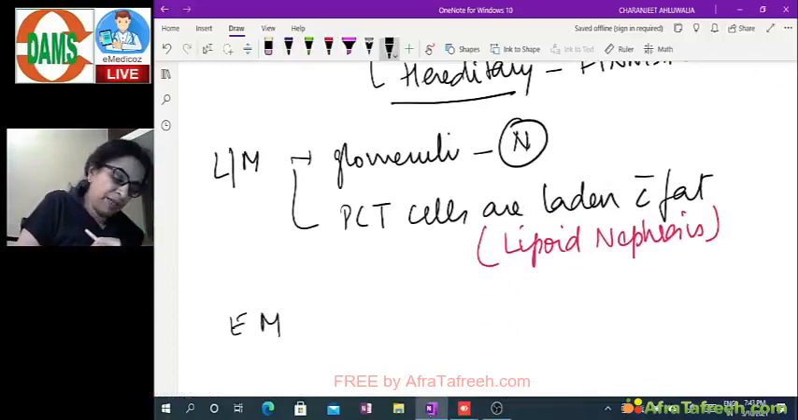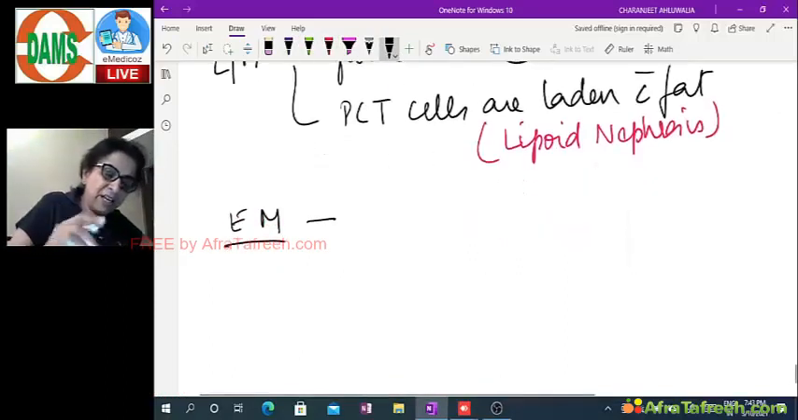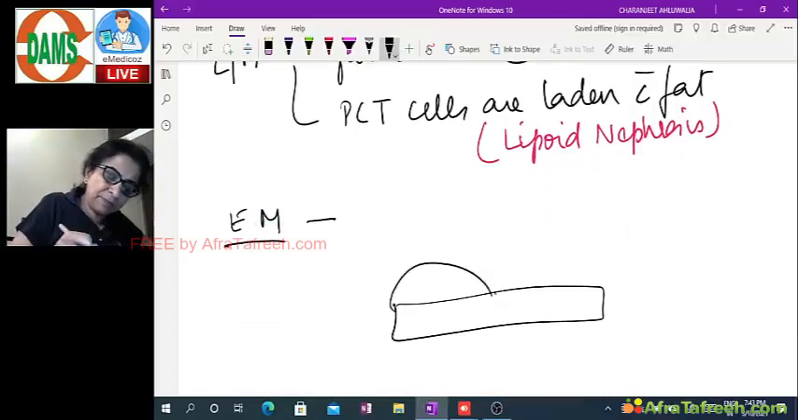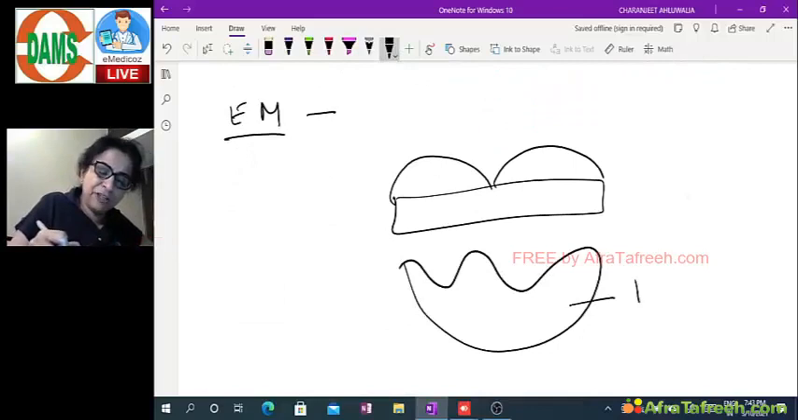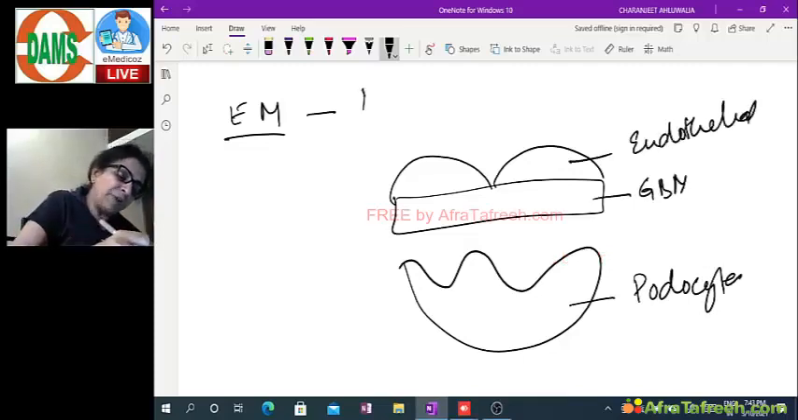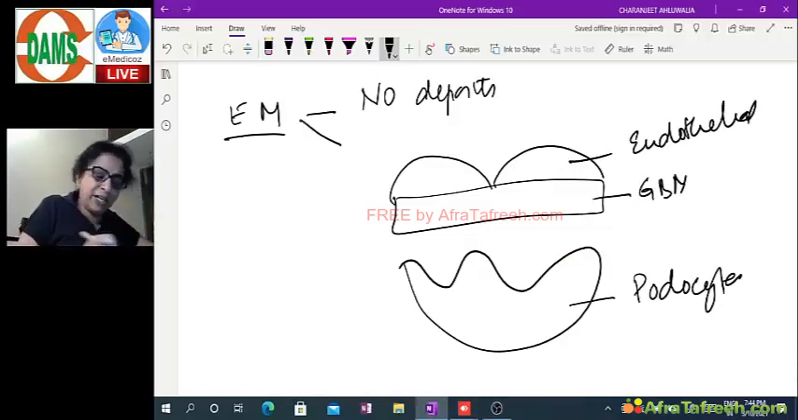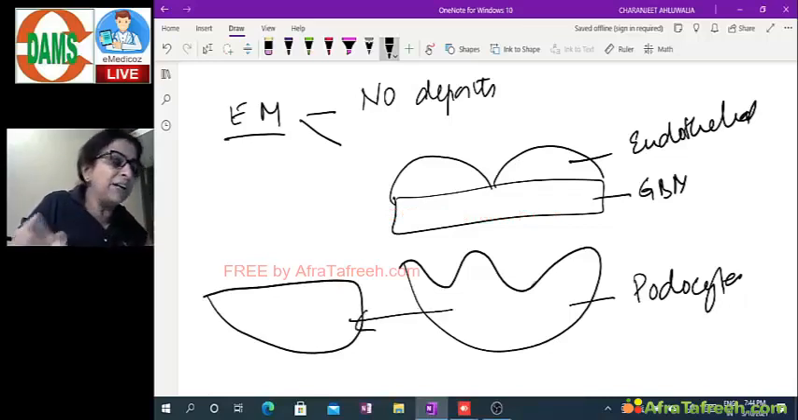Electron microscopy, no deposits. The only thing that you see is, now you remember this figure, I always draw this. These are the visceral epithelial cells or podocytes. This is the GBM, these are the endothelial cells. Okay, on electron microscopy, number one, no deposits anywhere. Two, the only change that you see is this. What has happened to these foot processes? They have got ironed out, they have become flattened.